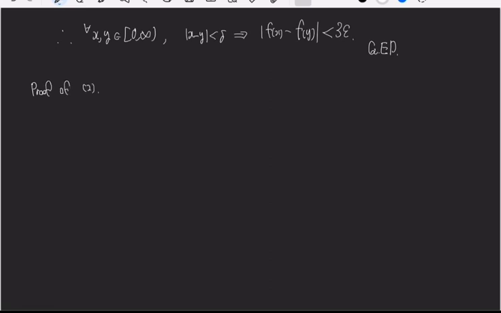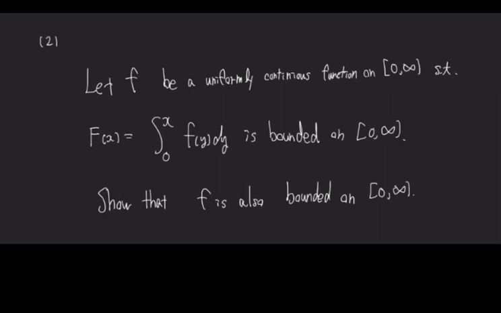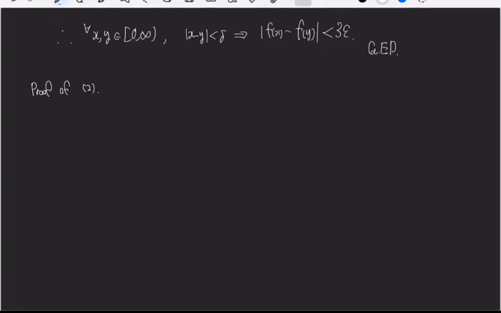Next, let me solve the second problem. Now I'm showing the second problem. We want to show the boundedness of f in the interval 0 to infinity. The proof is based on a contradiction argument: suppose the function is unbounded on the interval 0 to infinity.